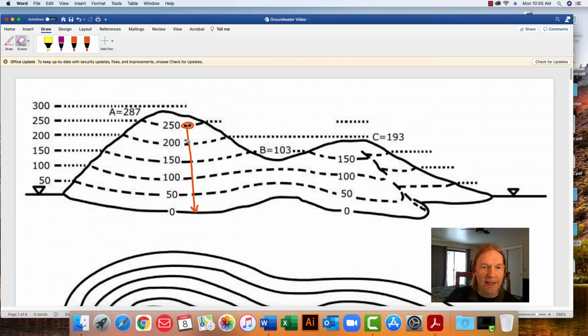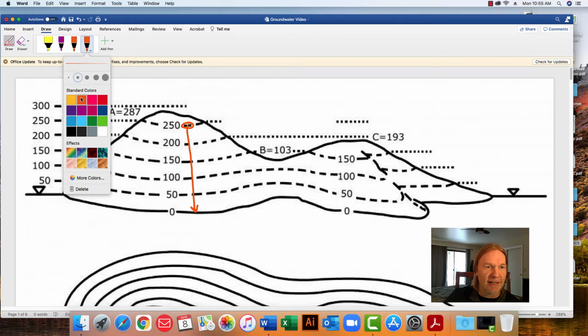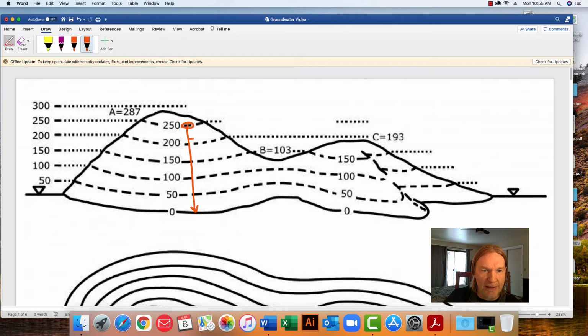So it's only going to cross contour lines at a 90-degree angle. So every time a flow line crosses a contour line, it's going to be perpendicular like this. So this intersection point right here is always going to be 90 degrees. And that is just because water can't flow sideways down a slope.